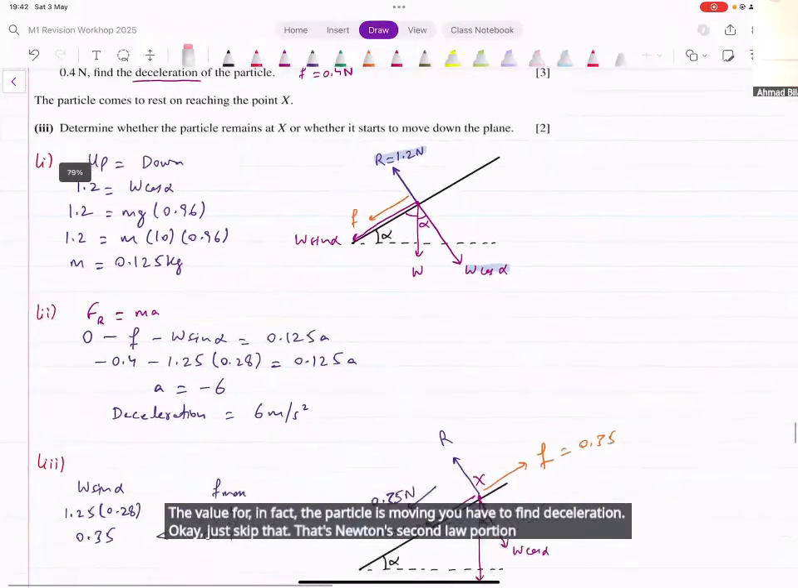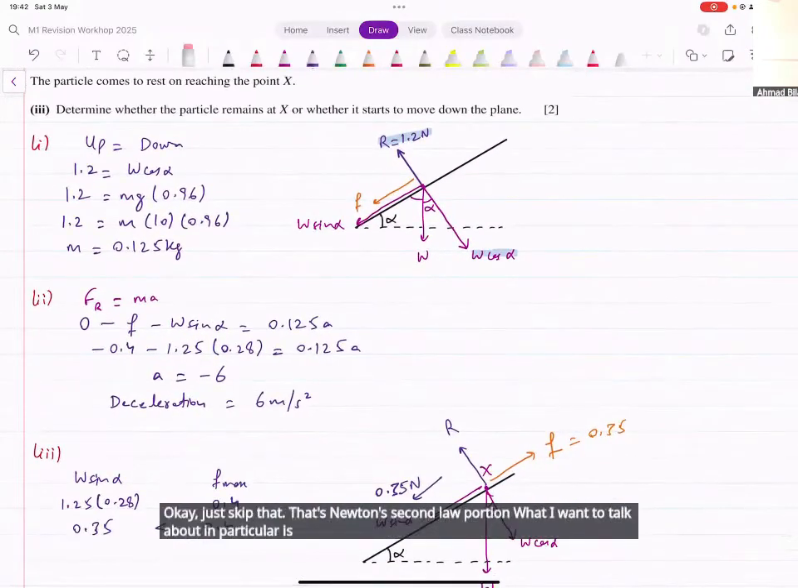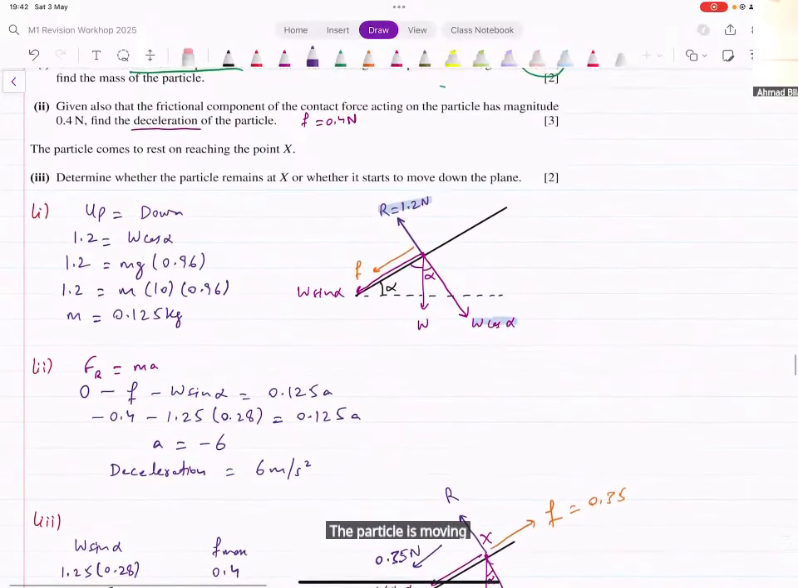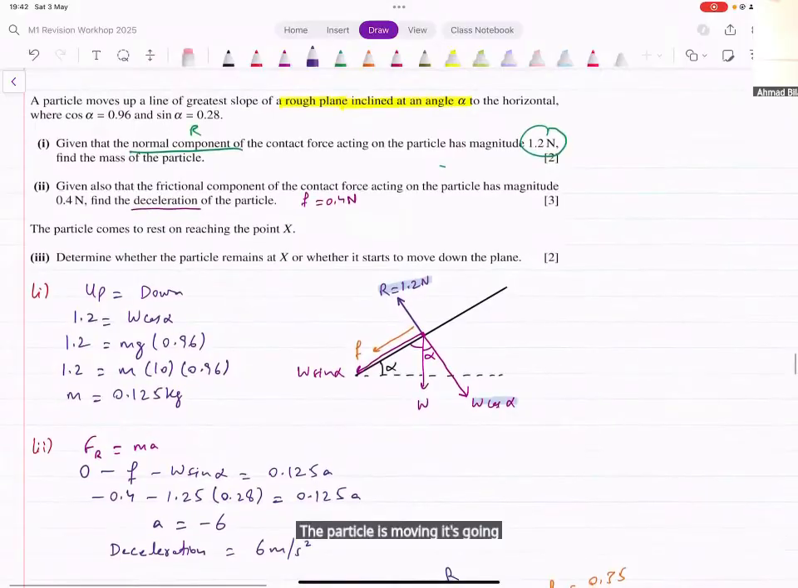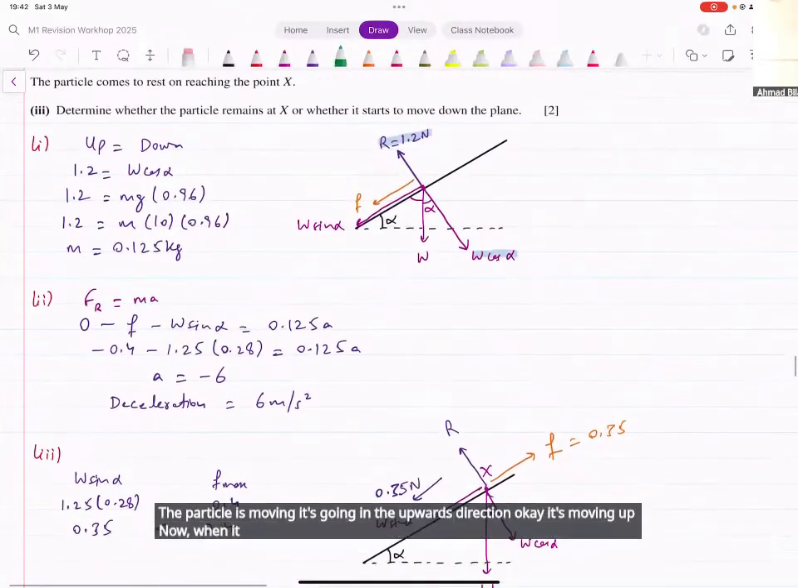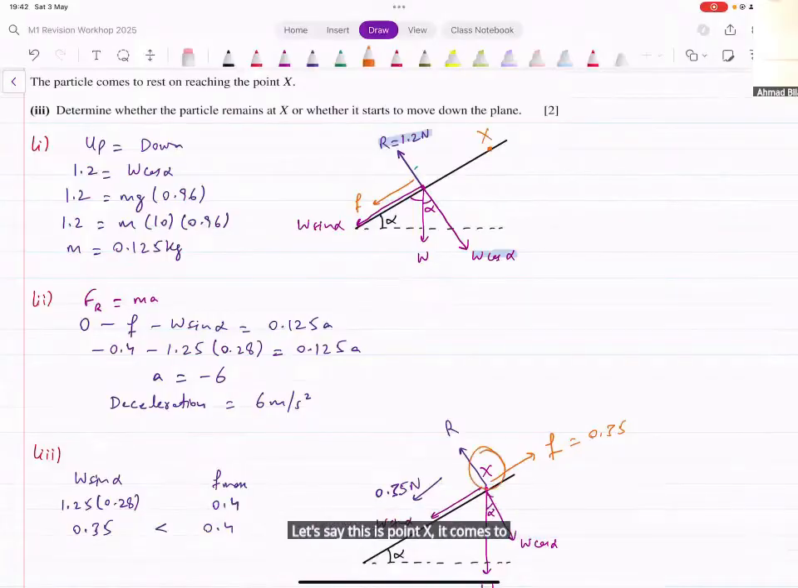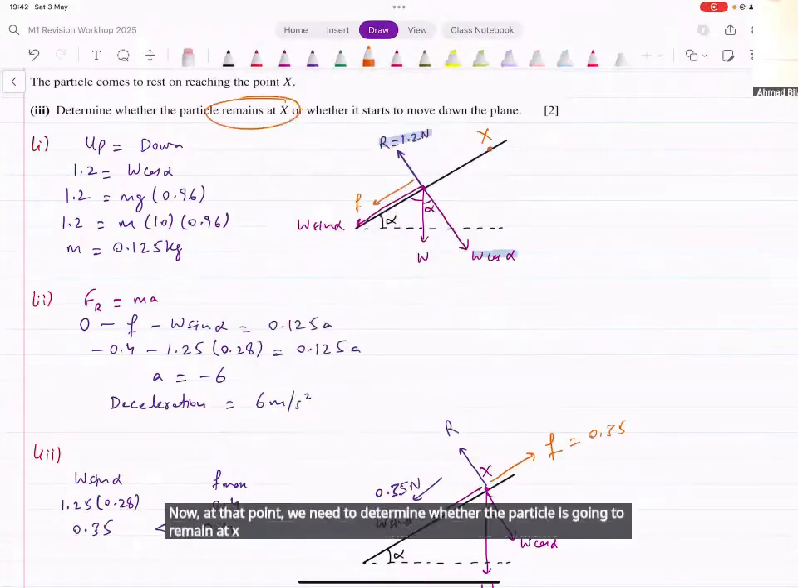What I want to talk about in particular is the last part here. It says the particle is moving upwards. When it moves up, it comes to rest at some point. Let's say this is point X. It comes to rest at that point. Now, at that point, we need to determine whether the particle is going to remain at X or start moving down the plane. How do you figure that out?